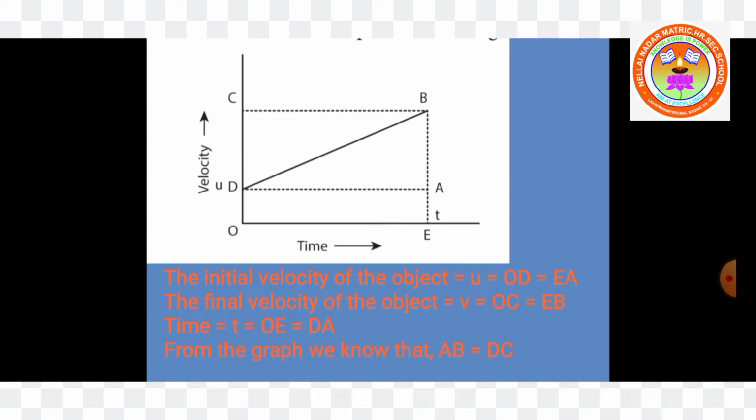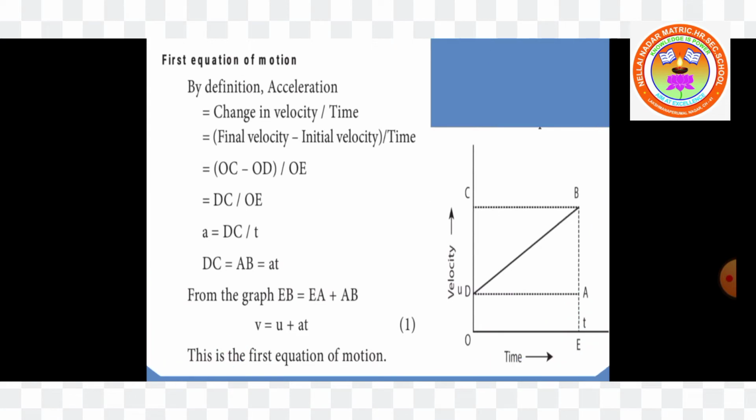So what is the change in velocity? Change in velocity is the difference between the final velocity and the initial velocity. So we can write final velocity minus initial velocity divided by time. Here, initially it has a velocity OD, and finally it has a velocity OC. It reaches the final velocity C. So the final velocity OC minus initial velocity OD, divided by time. Time means OE, so we divide by OE.